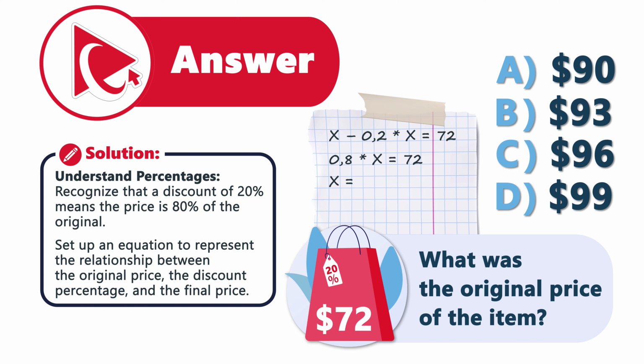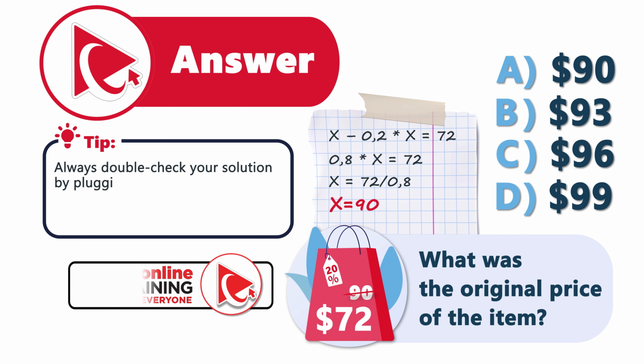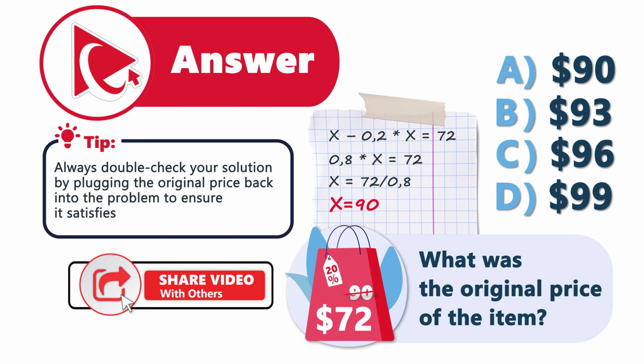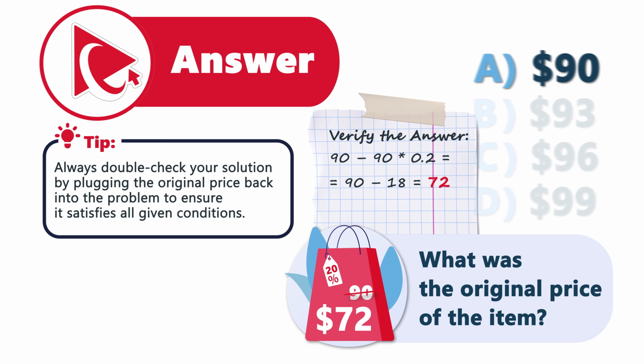To solve this equation and calculate x, we need to divide 72 by 0.8. So the final answer is $90. The tip I would like to leave you with is to always double check your solution by plugging the original price back into the problem to ensure it satisfies all given conditions. Let's do it together. Because our answer is 90, let's verify it. 90 minus 90 multiplied by 0.2 equals 90 minus 18, which equals 72. So the correct answer here is choice A, 90.